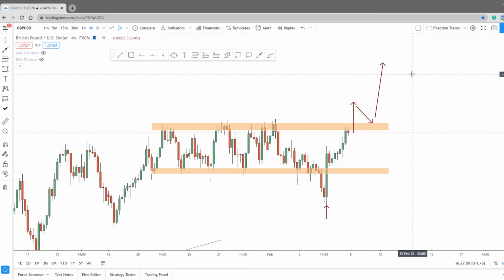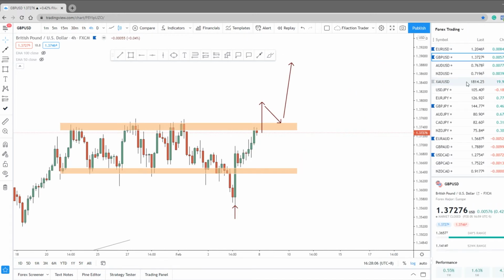If you are not sure about how to scale down to look for an entry pattern, you can watch my previous video at the link above, where I share how we scale down to look for an entry pattern.